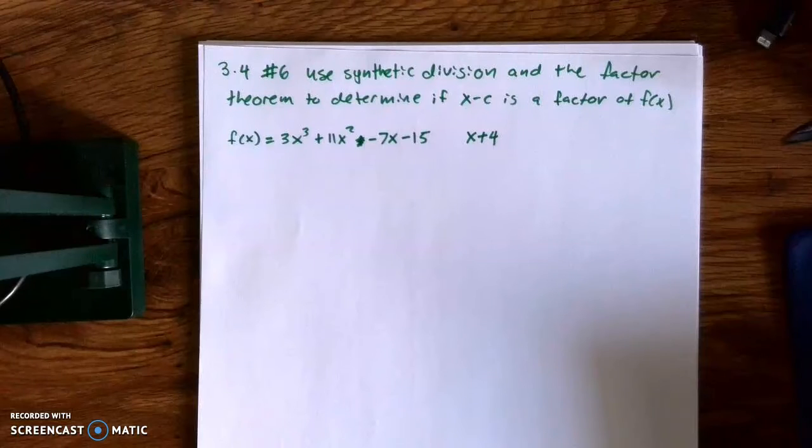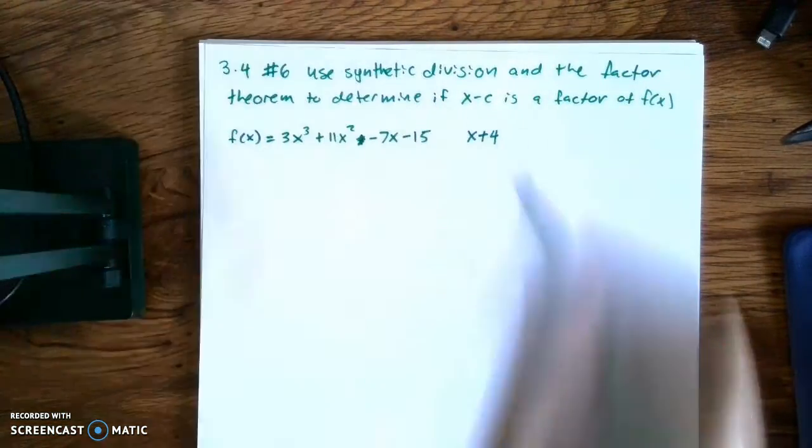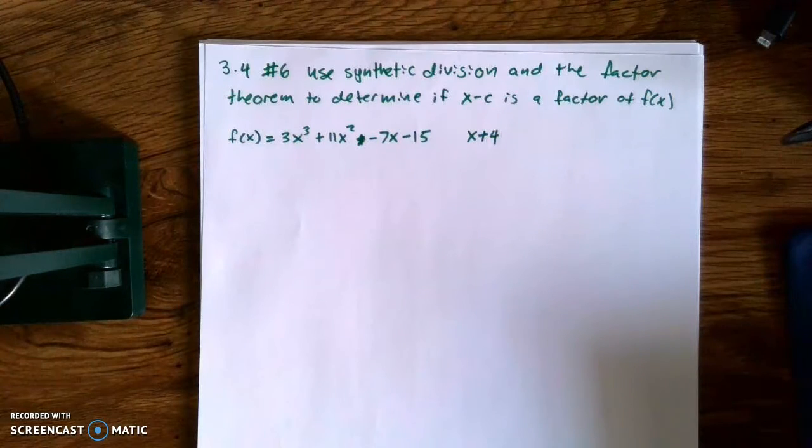Hi class, I'd like to take a look at number 6 from 3.4. So if you look, we're given a polynomial and we're asked if we have a factor or not. So the polynomial we're given is here, and we want to know if x plus 4 is a factor. Okay, so it says to use synthetic division and factor theorem to determine if this is a factor.